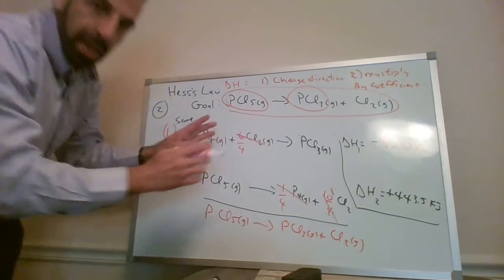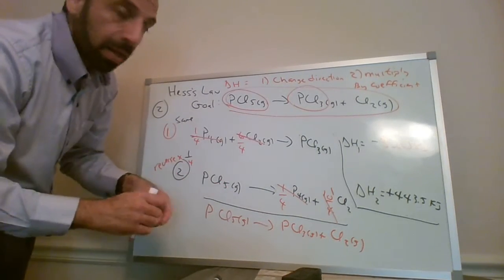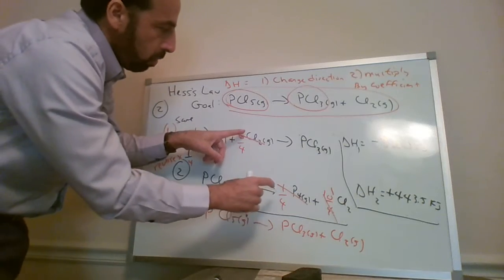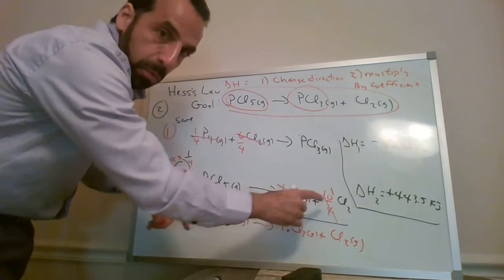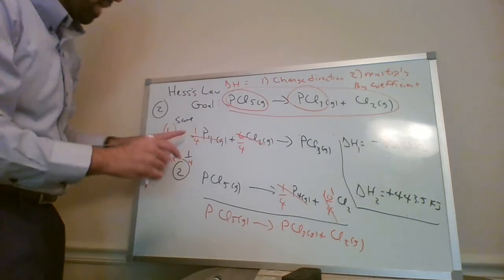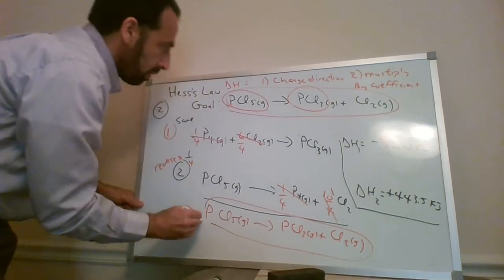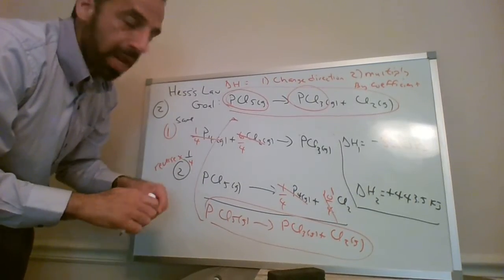So again, cancel what's the same on both sides. Add up whatever you can, etc. Notice the Cl2s, there were 6/4 here, 10/4 there. That ended up to be 1. My P4s cancel out. And so this right here is the same as my goal reaction.